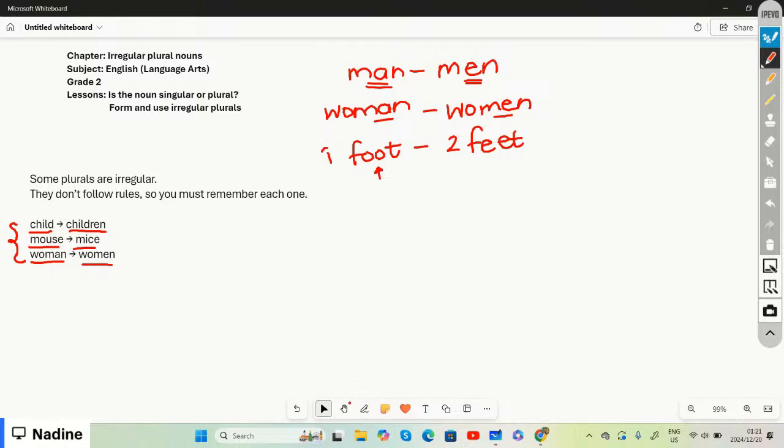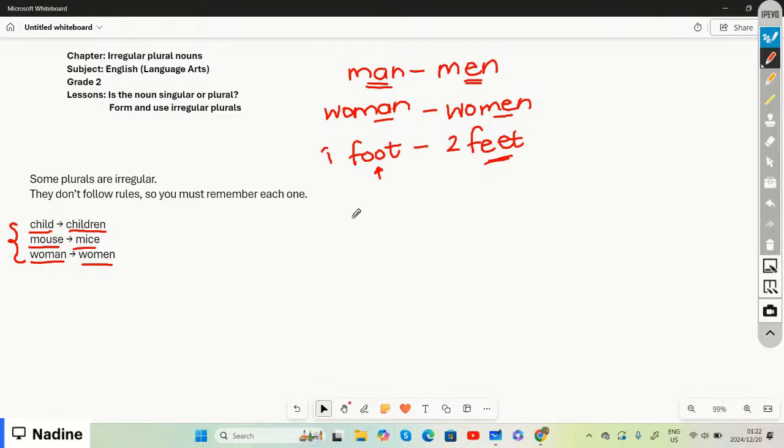Now, both feet have got socks on, right? So feet is the plural form of the word foot. 1 foot, 2 feet, right? But well done for trying.